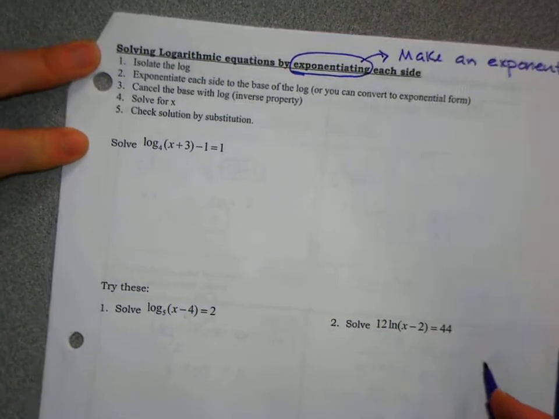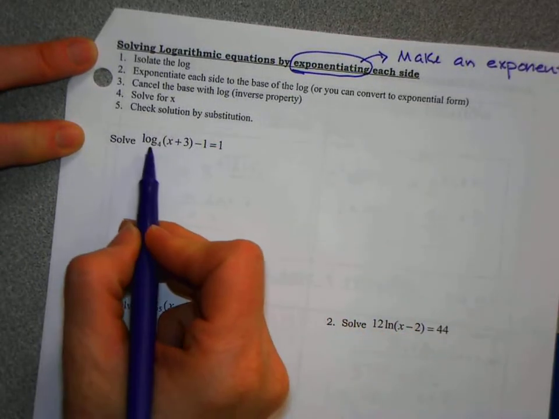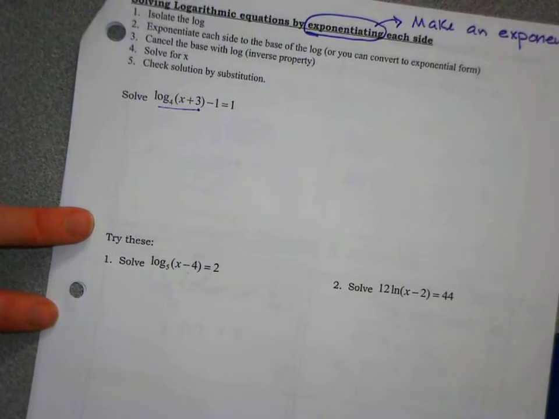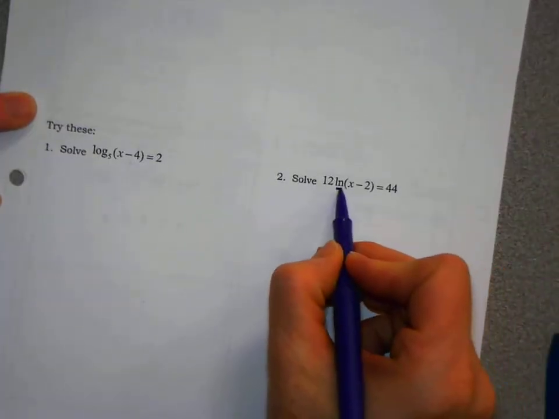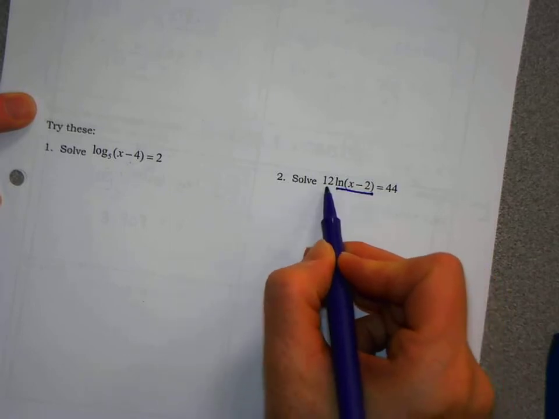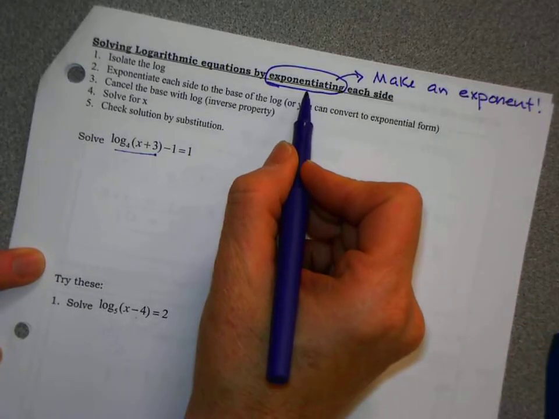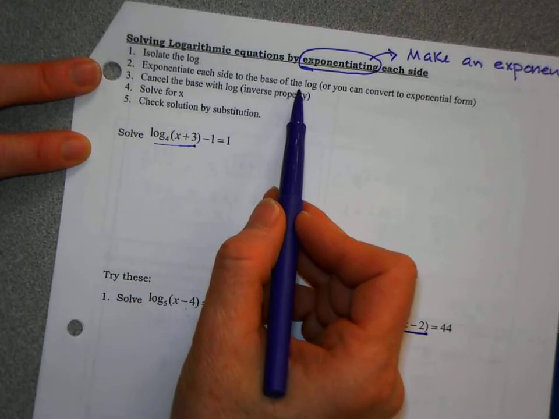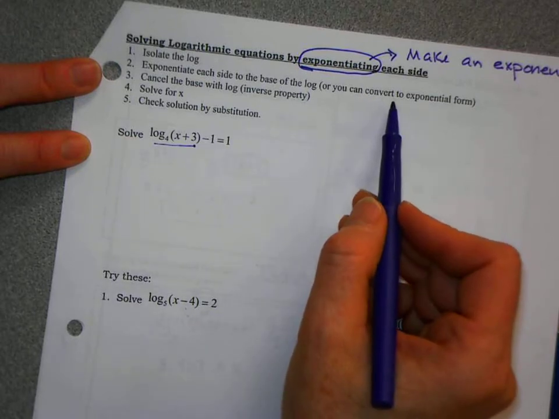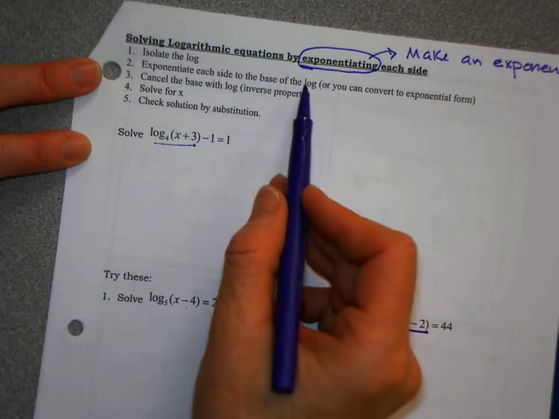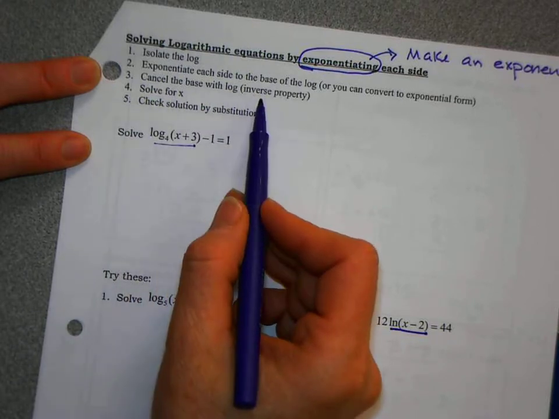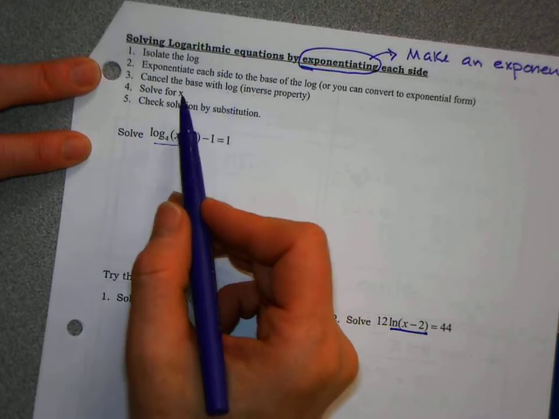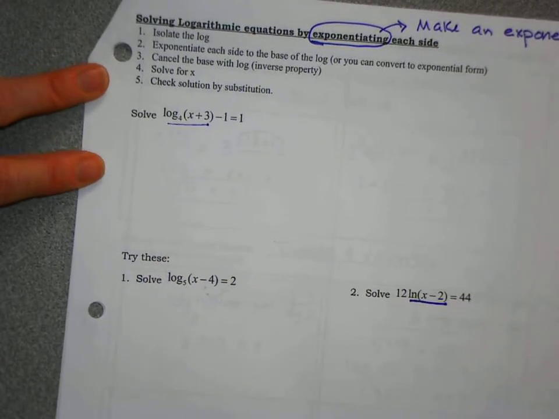Okay, so let's look at the steps. Isolate the log. That means get this term by itself. Get rid of that -1. In problem number 2 down here, isolate the log would mean get that term by itself. Get rid of that 12 before you exponentiate. Exponentiate each side to the base of the log, or convert to exponential form. Then you'll use the inverse properties, which will cancel the base and the log, and you will solve for x. So it's almost intuitive.